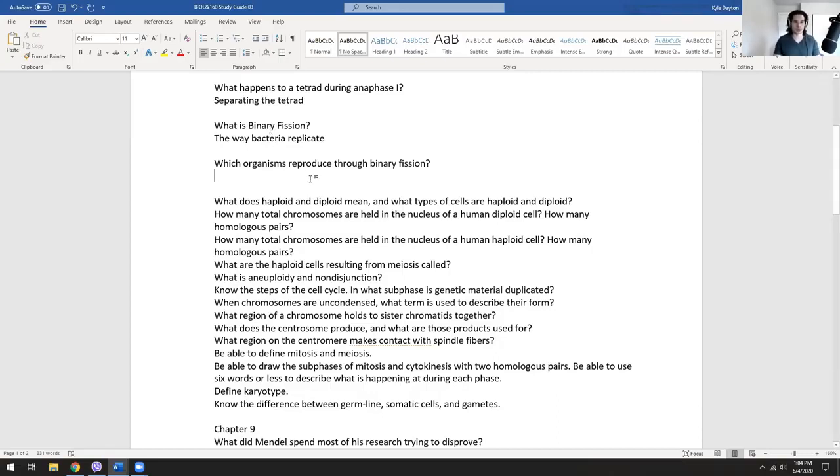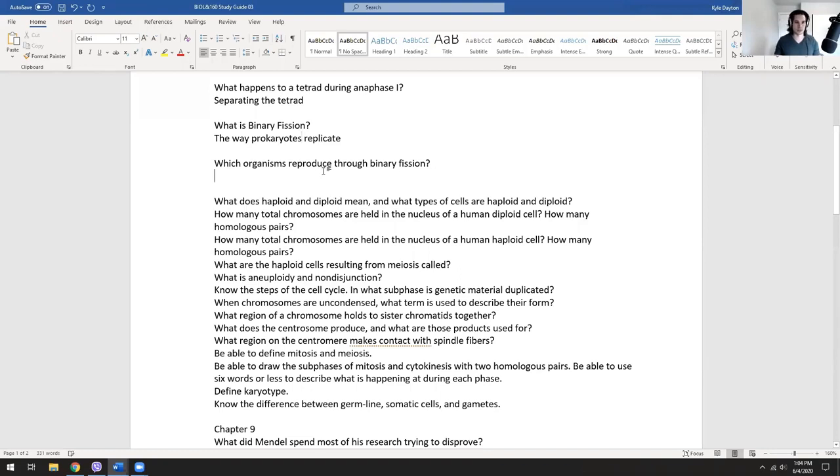Which organisms reproduce through binary fission? Oh, actually, I shouldn't say bacteria. See, that was naughty of me. I would say prokaryotes, because prokaryotes will encompass all things without a nucleus. That would be bacteria and archaea.